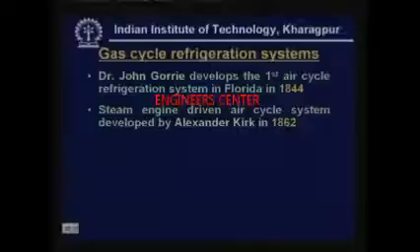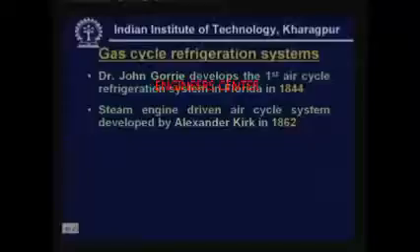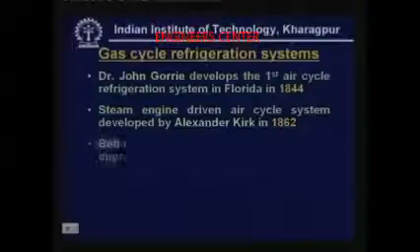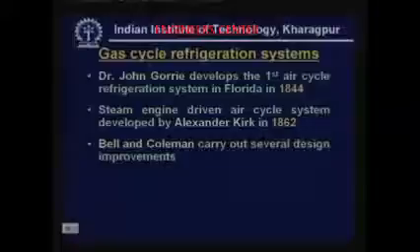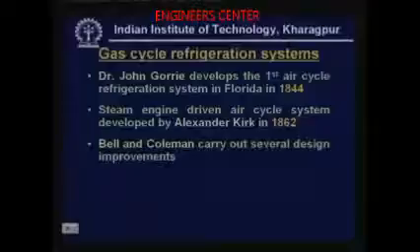After John Gorrie, Alexander Kirk in 1862 developed another gas cycle refrigerant system. This is a very important and very efficient gas cycle refrigerant system because it is based on what is known as the reverse Stirling cycle. We will see the cycles a little later. It is quite efficient, and right now these systems are used in very low temperature cryogenic applications. And Bell and Coleman carried out several improvements to the basic air cycle refrigerant system proposed by John Gorrie. So sometimes air cycle refrigerant systems are also called Bell and Coleman cycles.